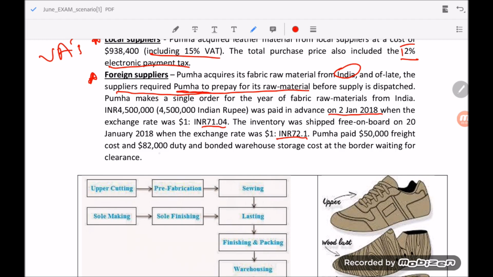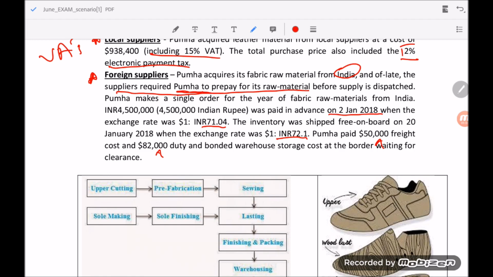So that means the 82,000 I'm going to include it, the 50,000 I'm going to include it, as well as the purchase price which I purchased from India, I'm also going to include it. But the challenge here is this 4.5 in rupee, I need to translate it to the local dollar. So at which rate am I going to translate it? Is it at 71 or is it at 72?